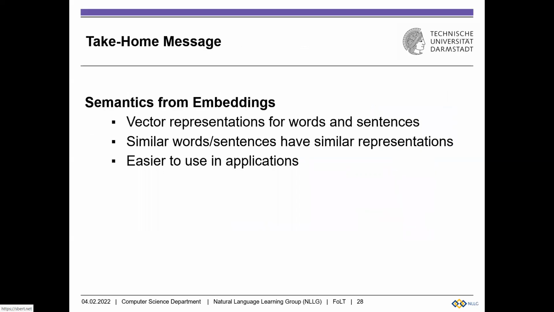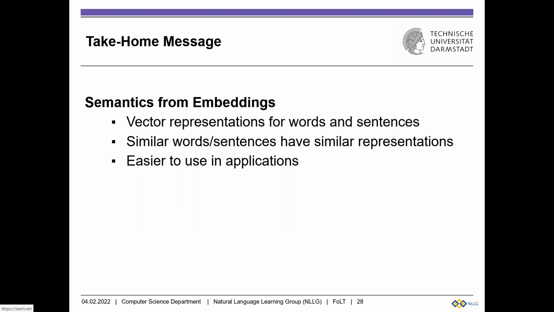Good, so this is already finishing today's lecture. We have seen semantics from embeddings. We have seen that embeddings are vector representations for words or for sentences. We have seen that similar words and similar sentences may have similar representations if the embeddings are induced, for example, based on word2vec or BERT, which in some way implement a hypothesis, namely the distributional hypothesis, that the meaning of a word or the meaning of a sentence can be inferred from its context.